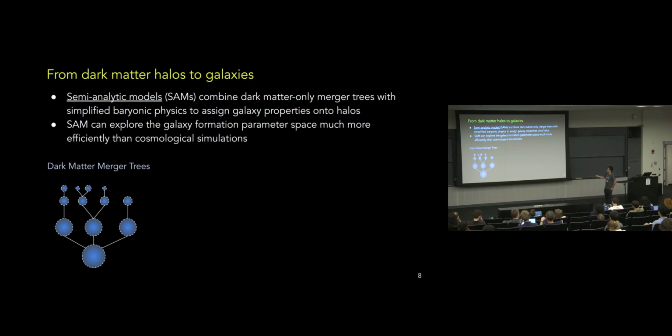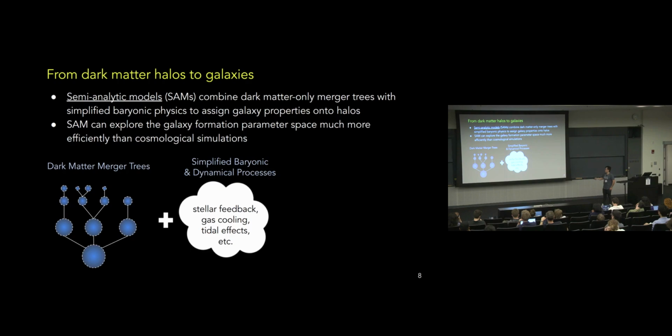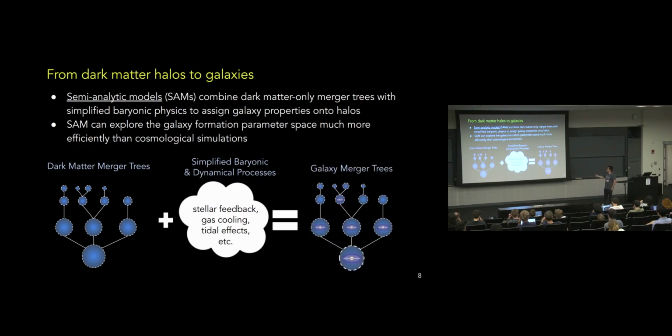So there are many ways to do that. One of the ways is semi-analytic models. So they basically take these dark matter merger trees here. So there are only dark matter halos here. They would add on some kind of simplified baryonic physics, like stellar feedback, gas cooling, how gas gets accreted into galaxies, and if you want to, you can also model dynamical processes like tidal effects and all that. And then you will get the galaxy merger trees. And this can be very, very fast. You usually only need to run the n-body simulation once or twice. And then you can explore the parameter space of the galaxy formation physics if you want to.